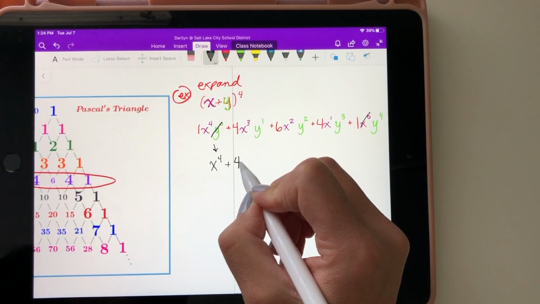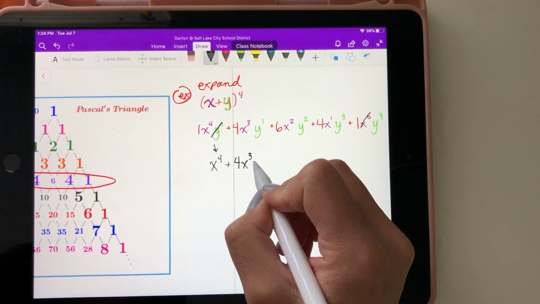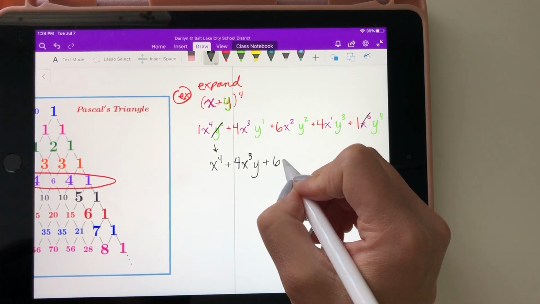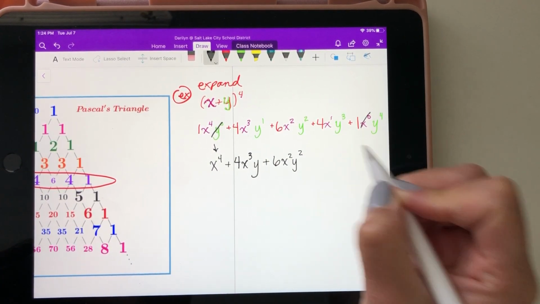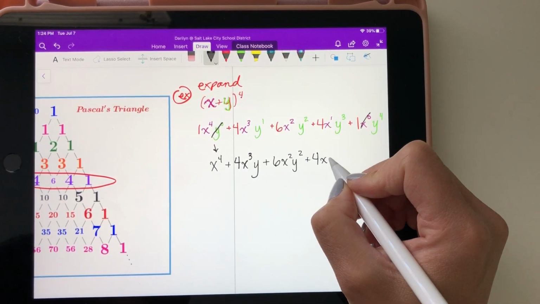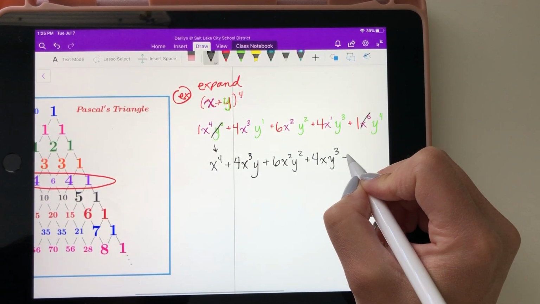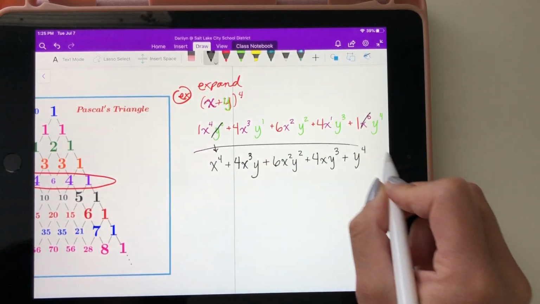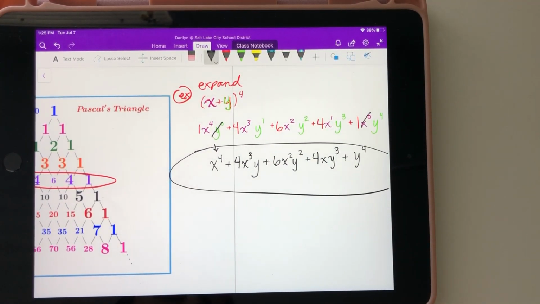Plus 4x to the 3rd y. I don't need that exponent of 1. Plus 6x squared y squared. Plus 4x to the 1st, I don't need the exponent, y to the 3rd, plus I don't need the 1 times y to the 4th. And that's the expanded polynomial.